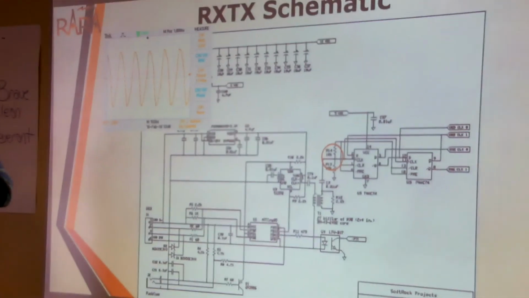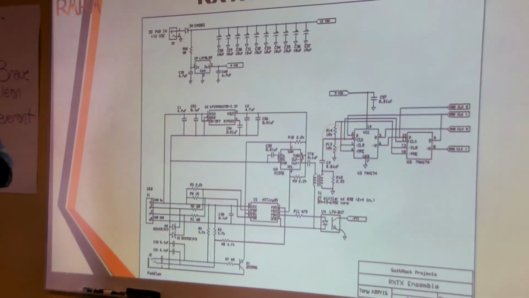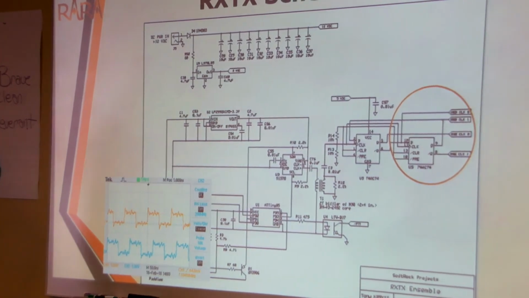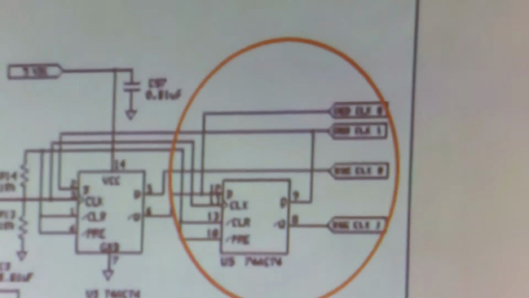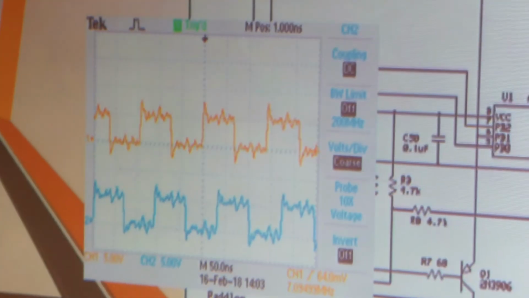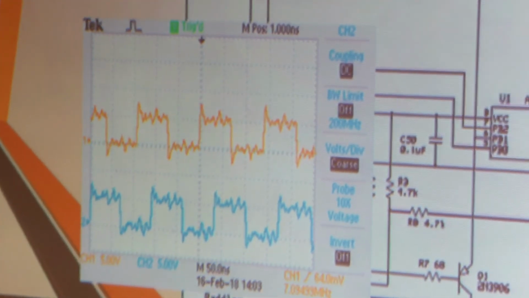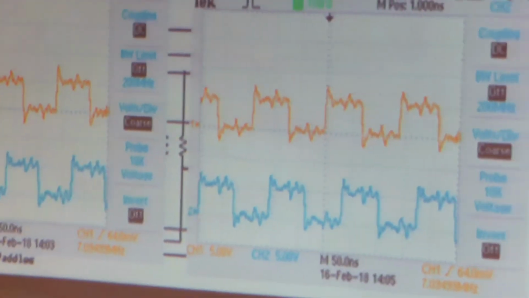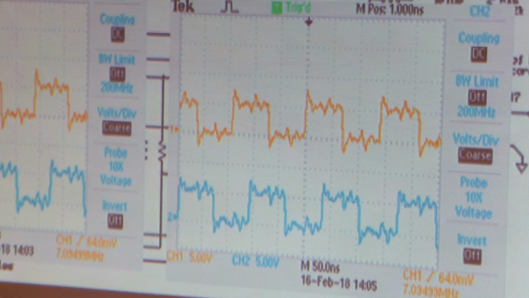Okay, did I miss something? Nope, didn't miss anything. Oh, there we go. And then the output of the dividers, here are the clock signals that then run the analog switches to create I and Q. So I'm just showing that the four are 90 degrees apart.